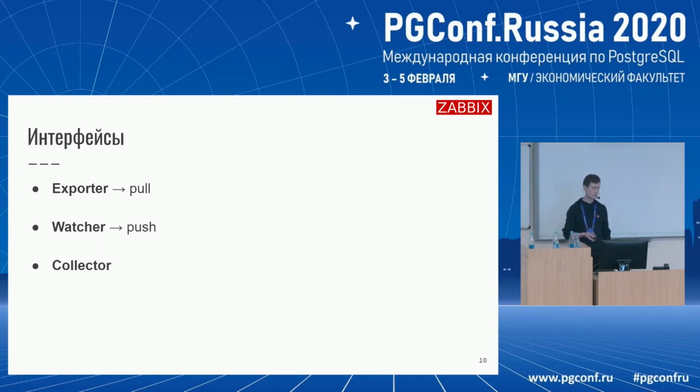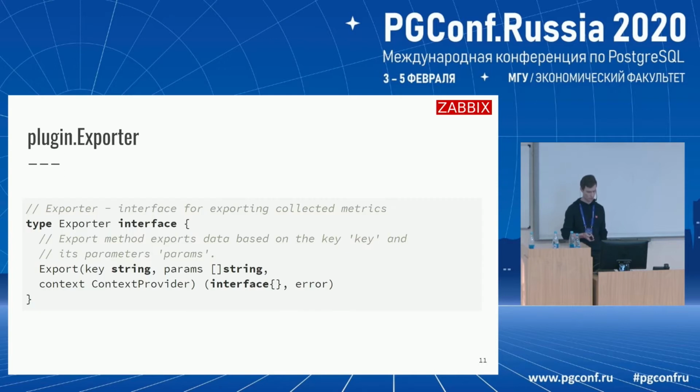To make it easier, Exporter implements the pull model. By a certain server interval, it gives a task to a plugin. It goes, collects data, and once everything is ready, it can give it to you. Watcher interface is implementing the push model, and the collection model is defined by the plugin. Usually it's just waiting for data and then sends it to the server. Collector is used when you have to collect data on a regular basis, and it's up to the plugin to define the interval of collection. Okay, let's talk about this in detail.